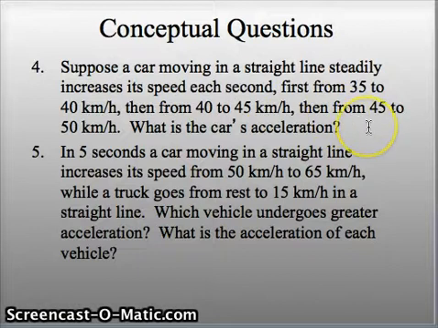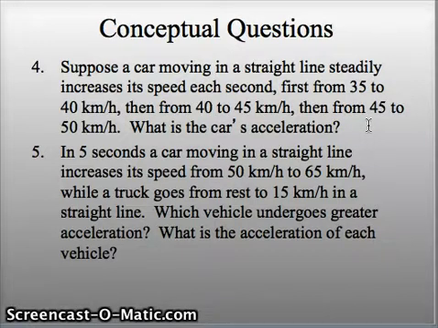Now, looking at number 4, suppose that there's a car moving in a straight line, and it steadily increases its speed each second, first from 35 to 40, then 40 to 45 kilometers per hour, then 45 to 50 kilometers per hour. What is the car's acceleration? Hit pause, answer the question.